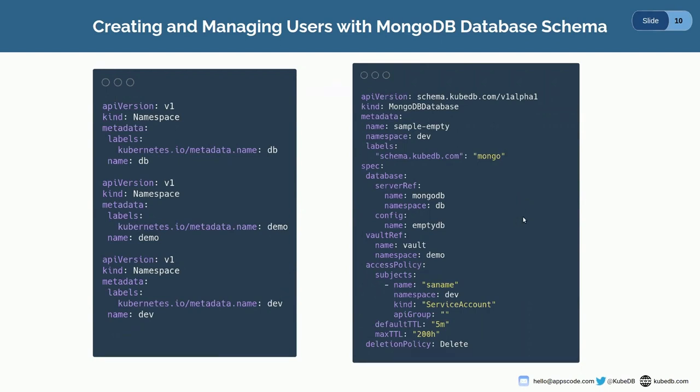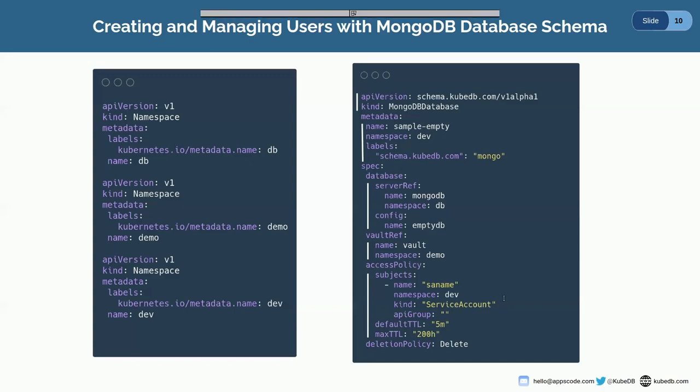On the right-hand side, you can see the MongoDB database YML. The API version is still v1alpha1, and the kind is MongoDBDatabase. In the labels section, you can see the label that I have already used in the MongoDB YML in the allowed schemas field. This is the database ref, which refers to the MongoDB instance in the db namespace. In the config name, I have set the name to mtdb, and this database will be created in the actual database server. This is the Vault reference. In the access policy, these are the subject service accounts, and the default TTL, the time to live, is set to 5 minutes, so that I can show you what happens when the secret expires. The deletion policy is DoNotDelete.